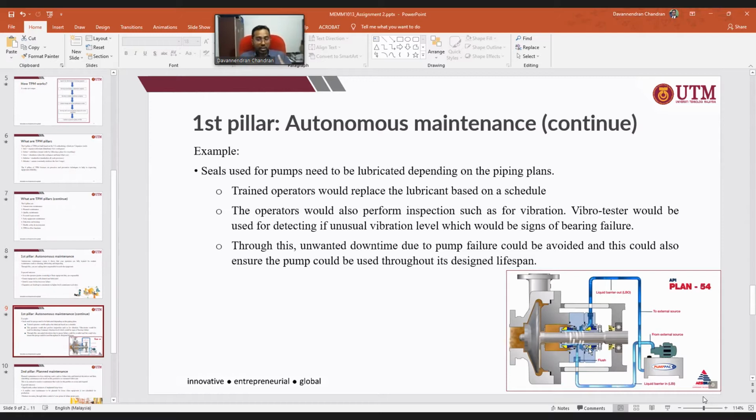When they are replacing the lubricant, the next thing they will do is perform a vibration test using a vibro tester. If they detect any unusual vibration level, this could give an indication that the bearing is beginning to fail, right? Through this, the unwanted downtime due to pump failure could be avoided, and this could also ensure that the pump's lifespan is not shortened. You can use the pump to its design lifespan, right?